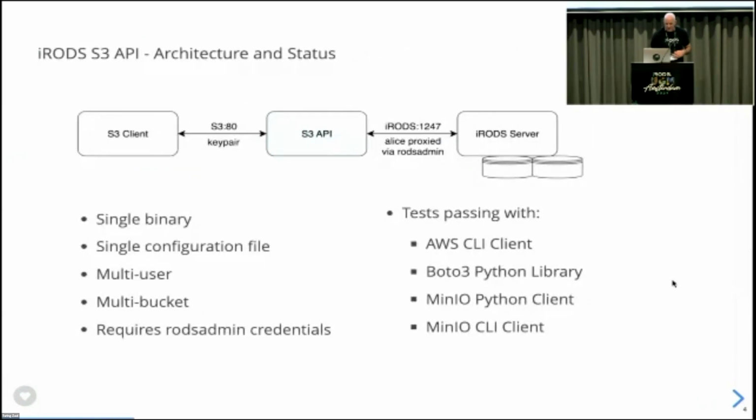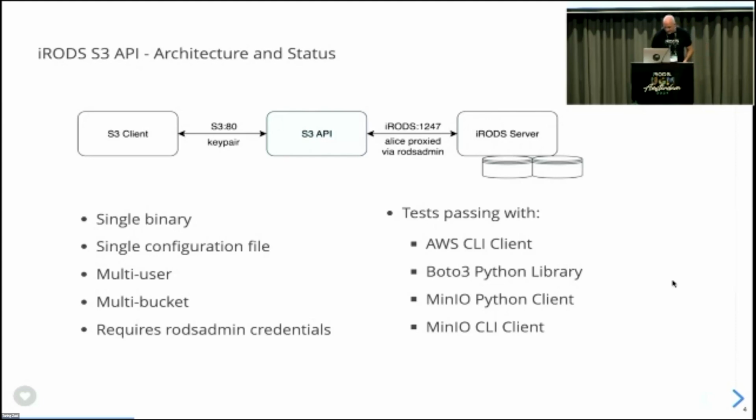Okay, the architecture. This is the same as if you saw it last year. It's pretty simple. The S3 API just sits between the S3 client and iRODS. So it's a server to the S3 client and a client to iRODS. It's a single binary and single configuration file so that it's easy to install and configure. We'll see a little bit more of the configuration later. Again, multi-user, multi-bucket support. One thing you would need, though, is it requires rodsadmin credentials so that we can proxy to whatever user we need to.